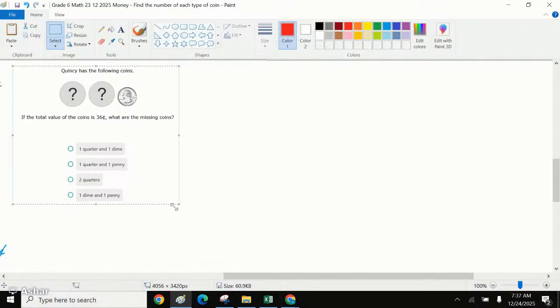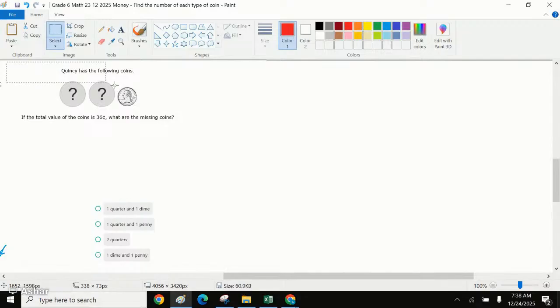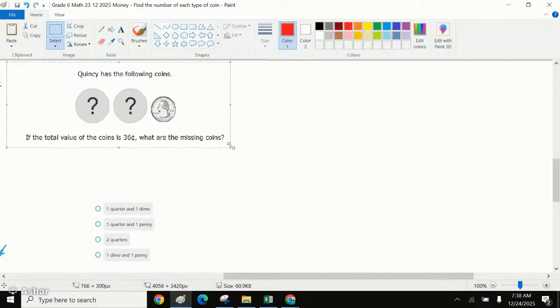Okay. I'll just copy this, enlarge this, so that we have a better idea of the question. Question number 3 from the test says, Quincy has the following coins. 2 coins are missing. If the total value of coins is 36, what are the missing coins? Let's first look at the options A, B, C, and D. Let's see which option is impossible.